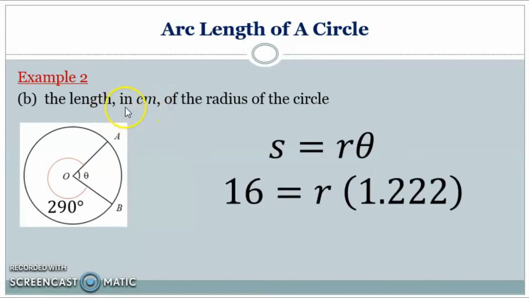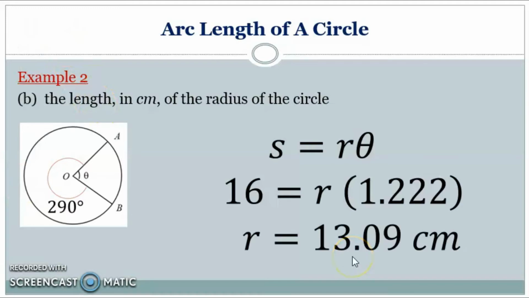For part B, we can find the length of the radius of the circle by using the formula S equal to R theta. Substituting S is equal to 16 cm as given in the question and theta by 1.222 we calculated in part A. So R is equal to 16 over 1.222. So we found R is equal to 13.09 centimeter.